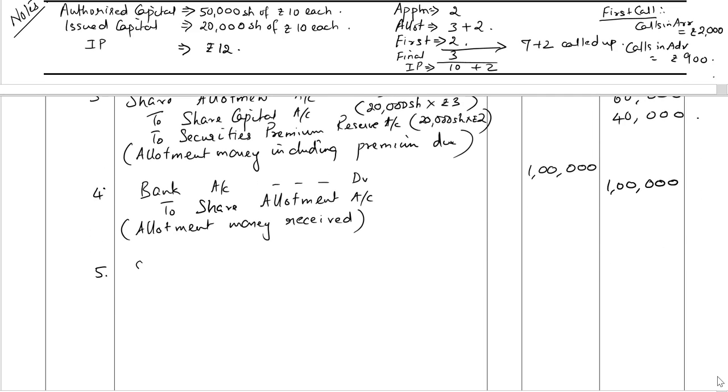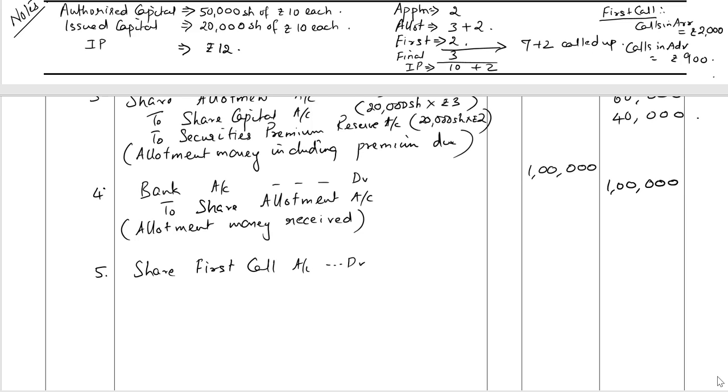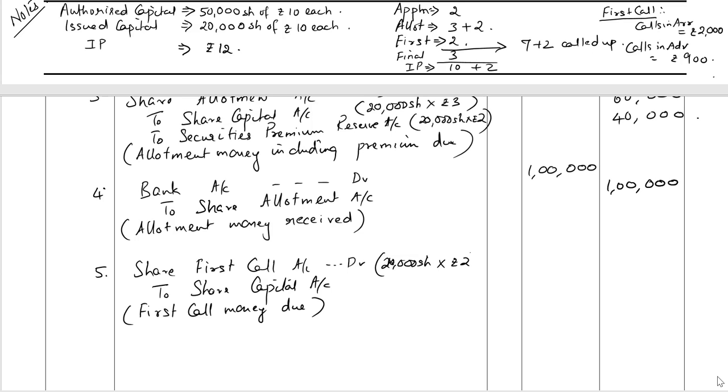The fifth entry, we'll make the share first call money due. Share first call account debit to share capital account for the first call money due. Amount due, it's 20,000 shares multiplied by rupees 2 per share. 40,000 rupees is the share first call money which is due.